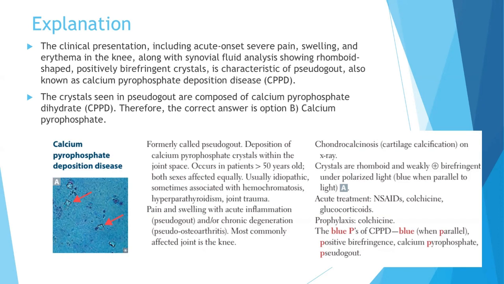Crystals are rhomboid and weakly positive birefringent under polarized light. Okay. Acute treatment is NSAIDs, colchicine, and glucocorticoids. Again, remember that NSAIDs cannot be given in kidney patients. Prophylaxis is through colchicine.